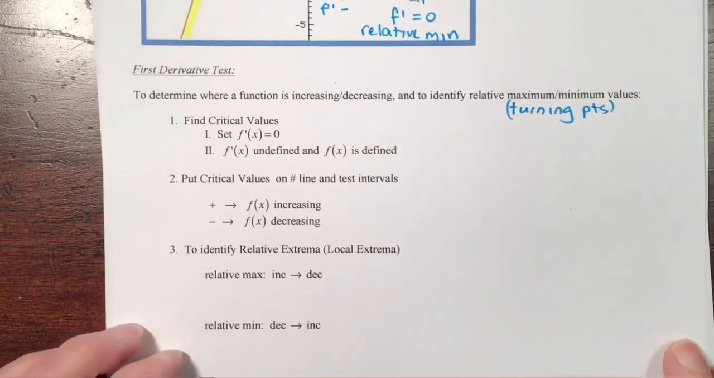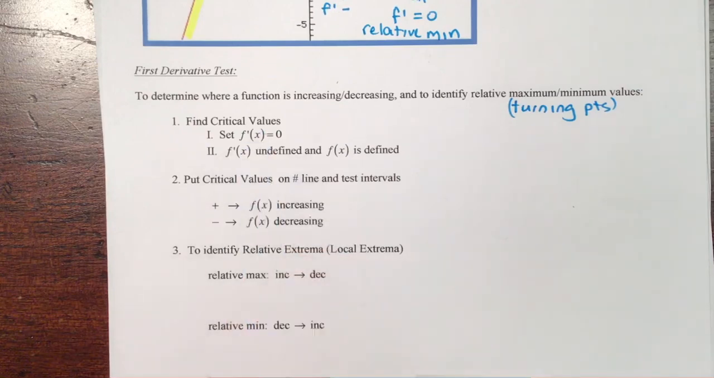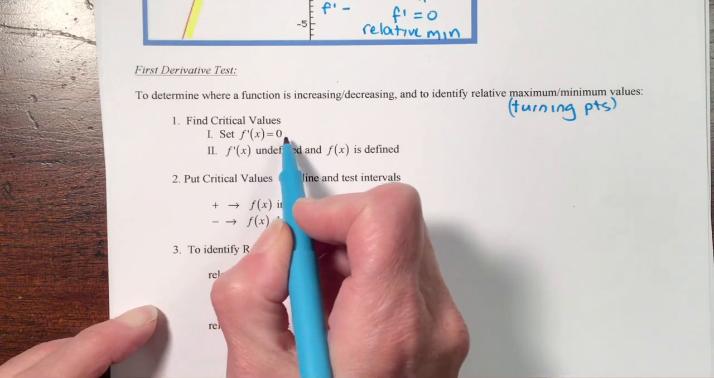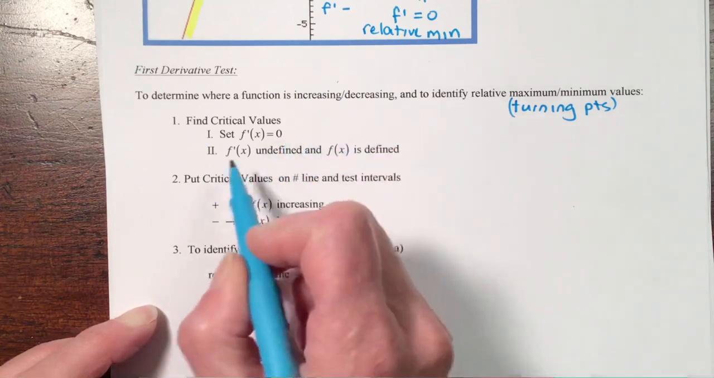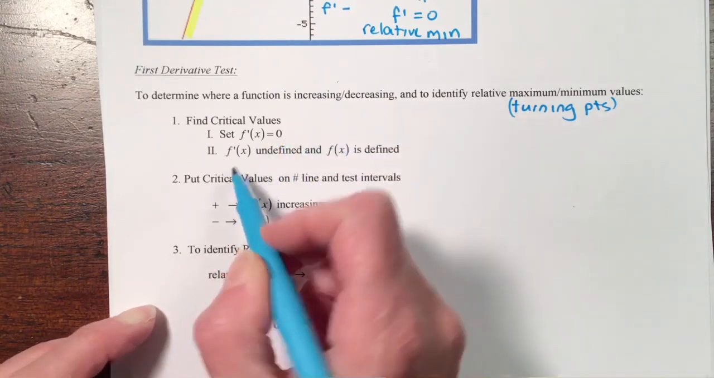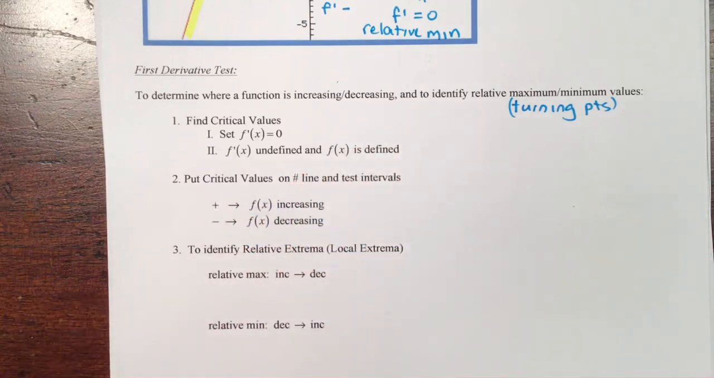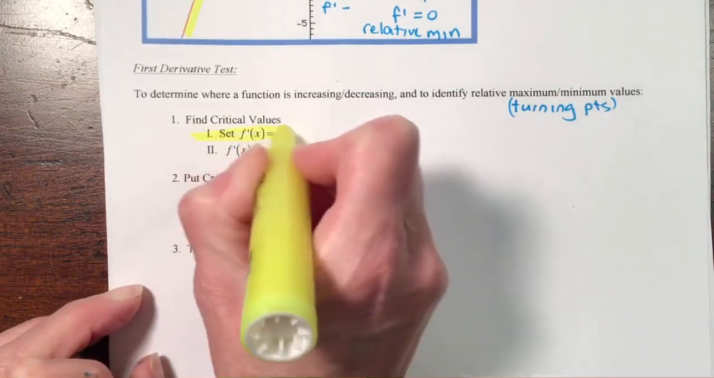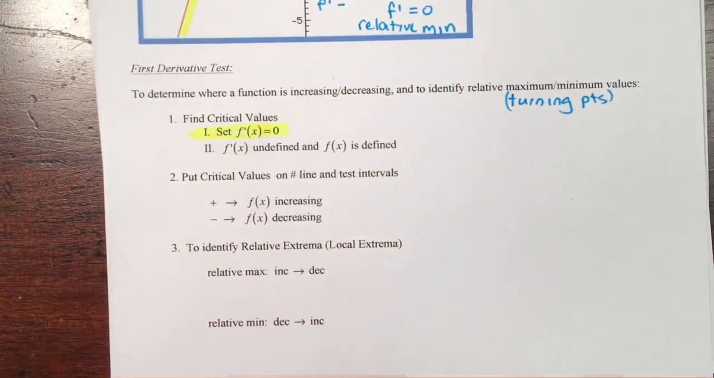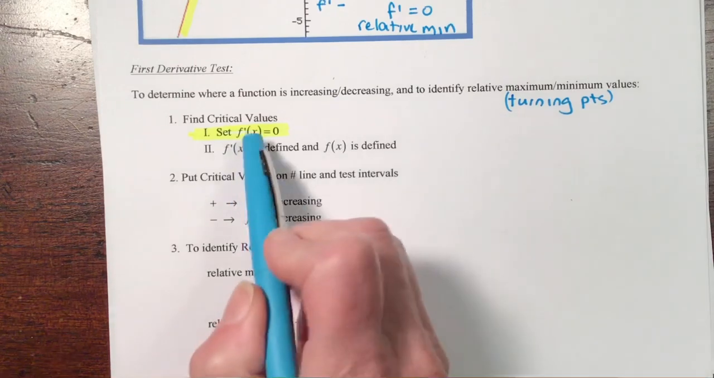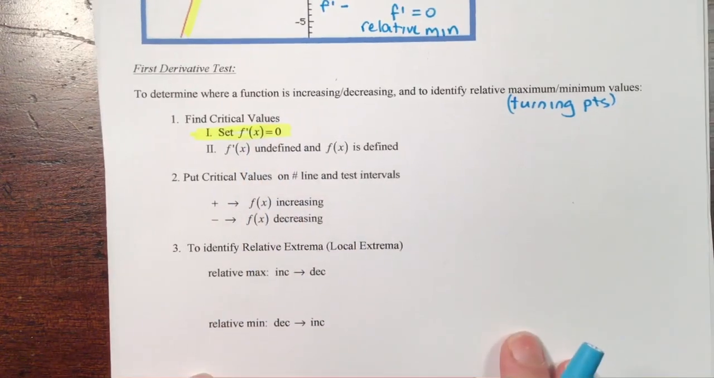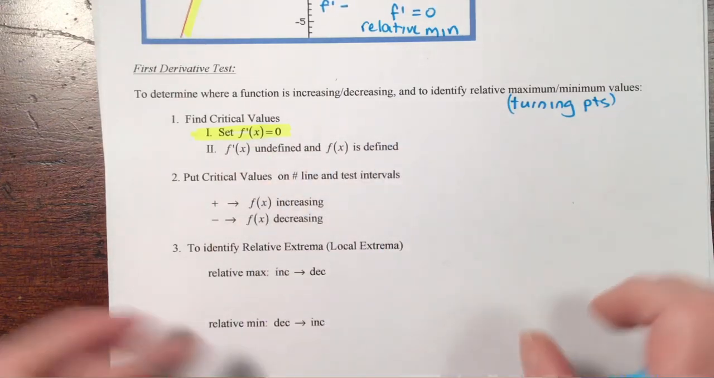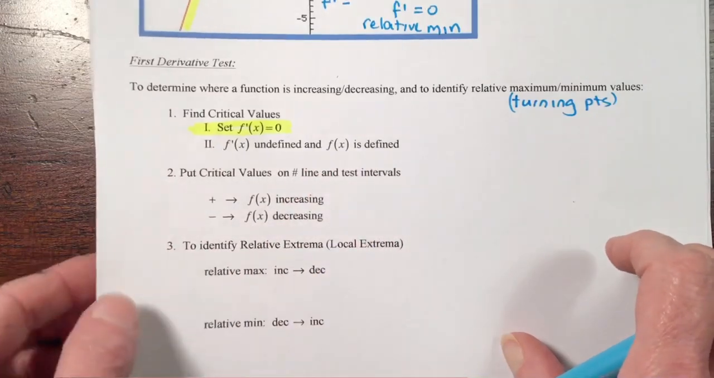So the first thing we're going to do is find what we call critical values. And for critical values, we're going to set the derivative equal to 0, because that's where the slope of the tangent line is 0. Or another type of critical value is where f prime of x is undefined and f of x is defined. For today, we're only going to focus on functions where we can find the critical values by setting the derivative equal to 0. And tomorrow we'll extend what we're doing to include these other types of functions.